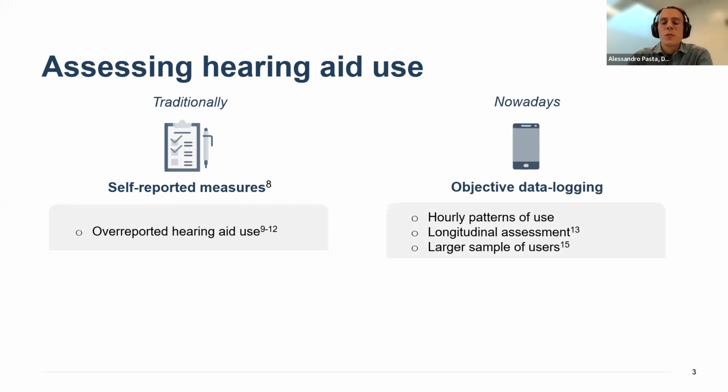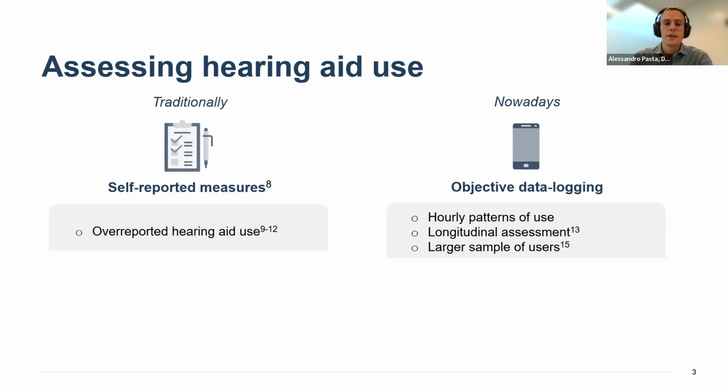In contrast, smartphone-connected hearing aids enable objective data logging. And that not only enables logging data with a higher temporal resolution, meaning that we can look into hourly patterns of use and not only daily patterns of use, but it also enables a longitudinal assessment of hearing aid use by looking at data across days or weeks. And thanks to the widespread adoption of smartphones among older adults, it also enables accessing data for a larger sample of users than ever before.